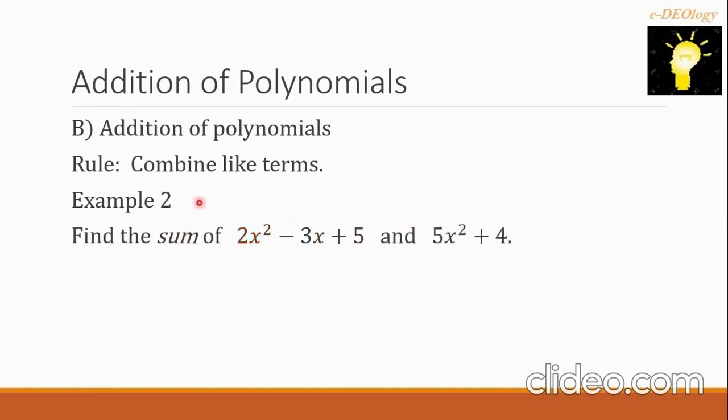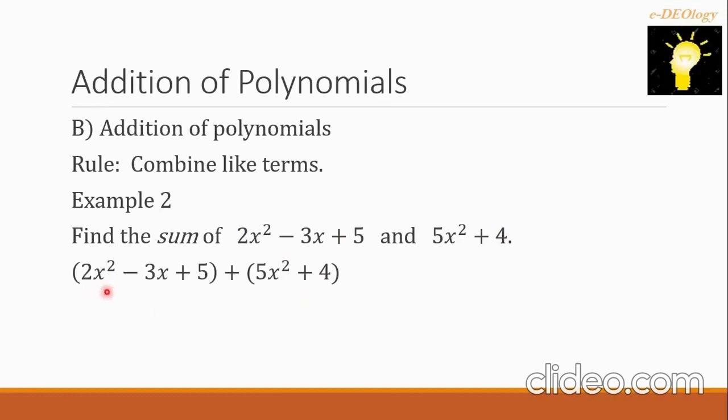Let's see second example. Sometimes problems will come to you like this. Find the sum of the polynomial 2x squared minus 3x plus 5 and the polynomial 5x squared plus 4. We can rewrite this problem like this. Put a grouping symbol to the first group, list here, and then put a plus sign. Then take the second group, put a grouping symbol and place it next to the first group. And then we will go now to combining like terms.